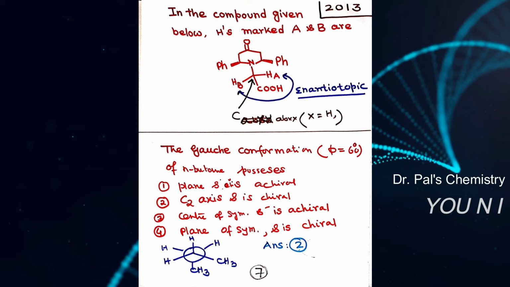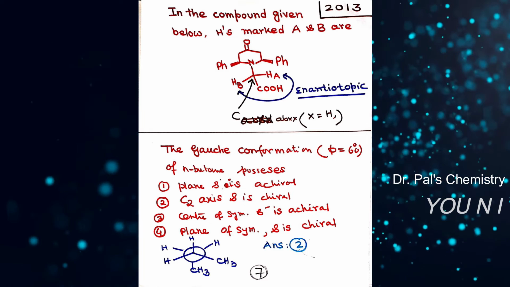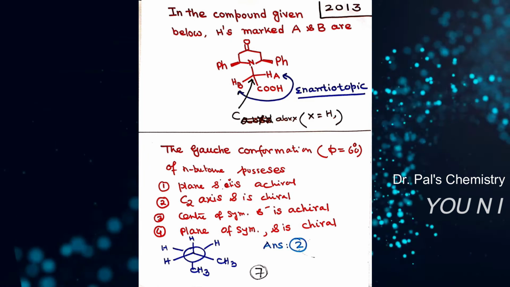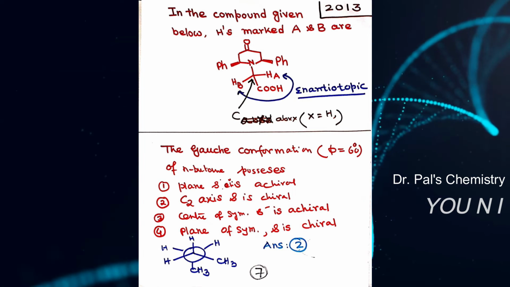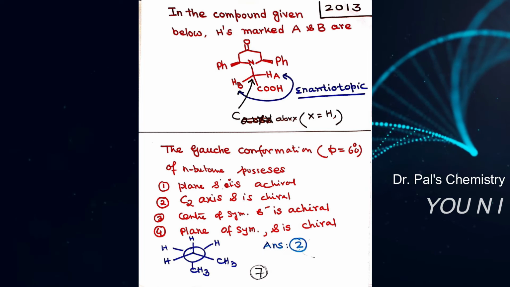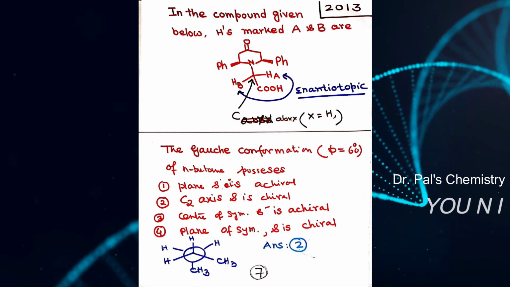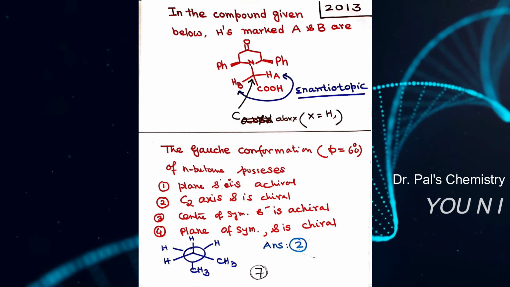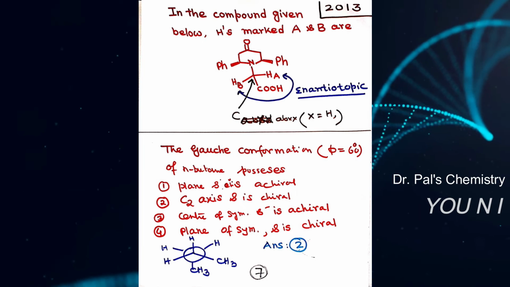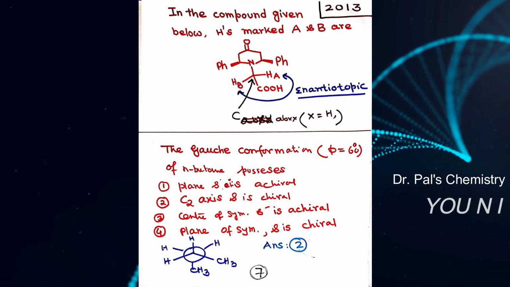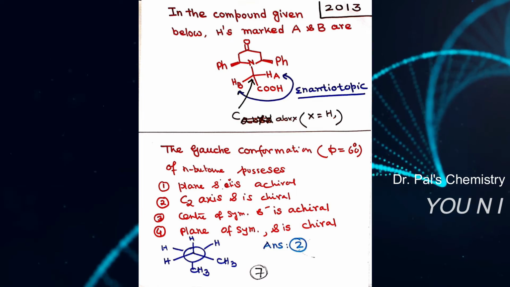Now coming to the next question: the gauche conformation of n-butane possesses what? It does not have any plane of symmetry and it also does not have any center of symmetry. Because of that, the first option, third option and fourth option are all out. So the correct answer is the second option, which means it has a C2 axis and it is chiral.